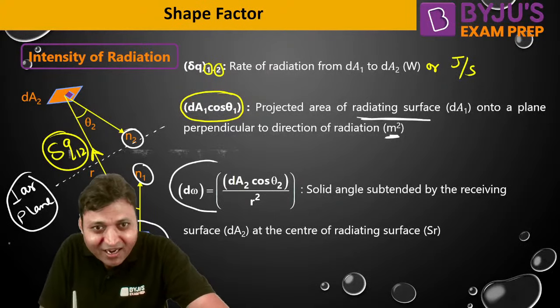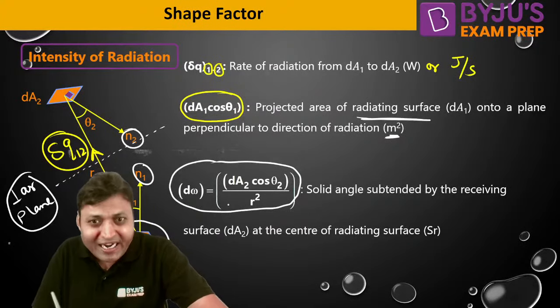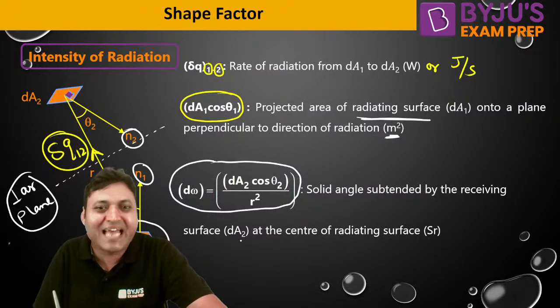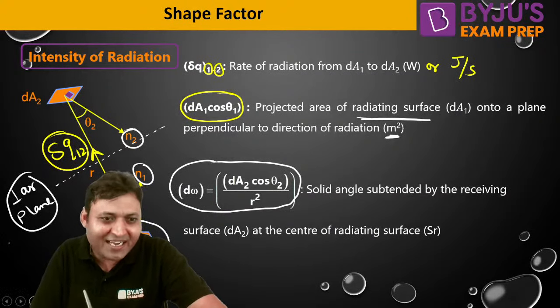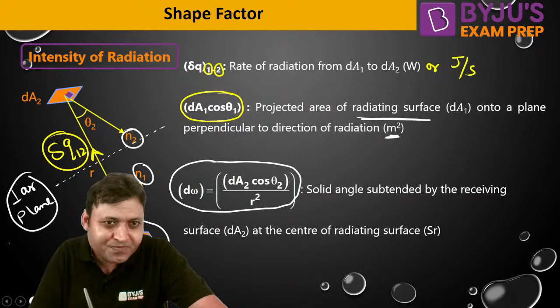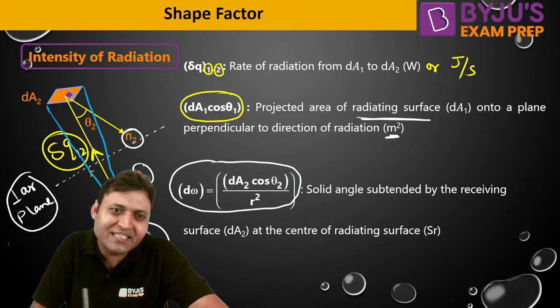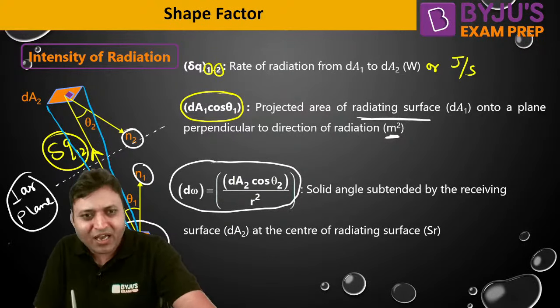Now the solid angle. The solid angle is the angle subtended by the receiving surface at the center of the radiating surface. That is known as the solid angle. If I try to show you here, the solid angle is the angle subtended by dA2 at the center of the radiating surface. This is the solid angle, a three-dimensional angle. This is d omega. Are you able to understand it?